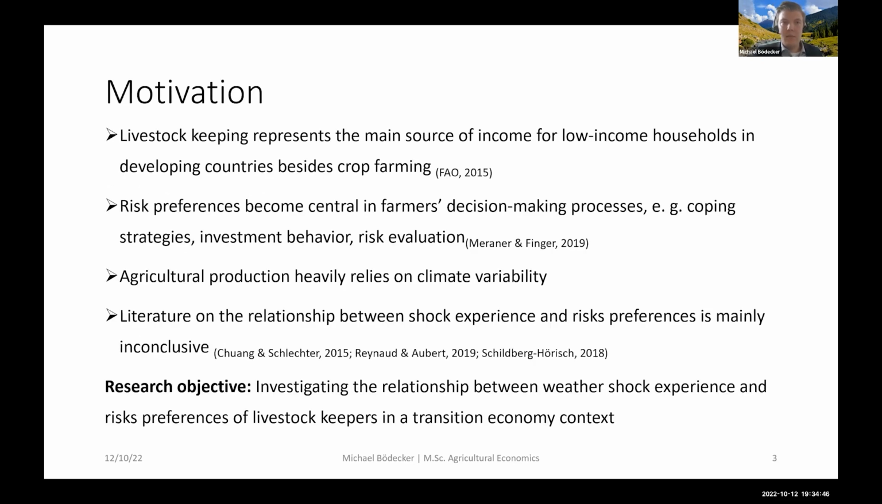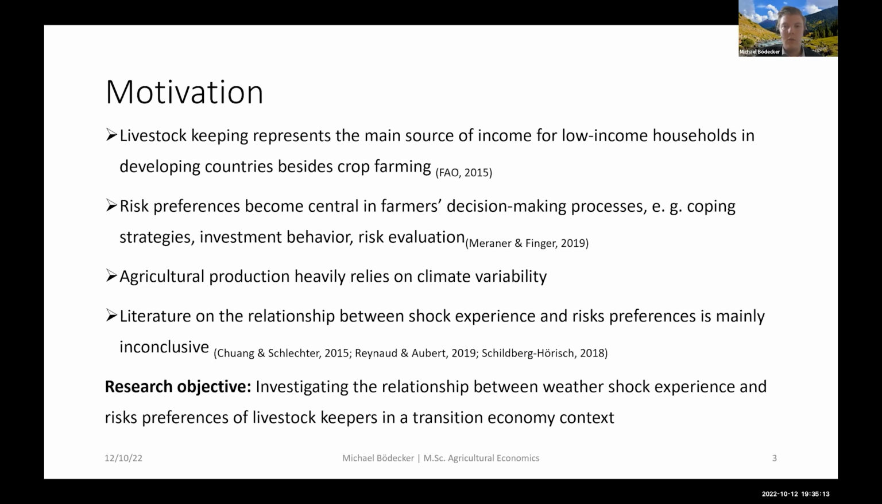My motivation is that, as we know, livestock is an important part of agriculture and production, also in the context of a transition economy. Livestock keeping represents the main source of income for low-income households in developing countries besides crop farming. We also know that large amounts of livestock can reduce the risk of poverty. So caring about livestock keeping is very important for this topic.